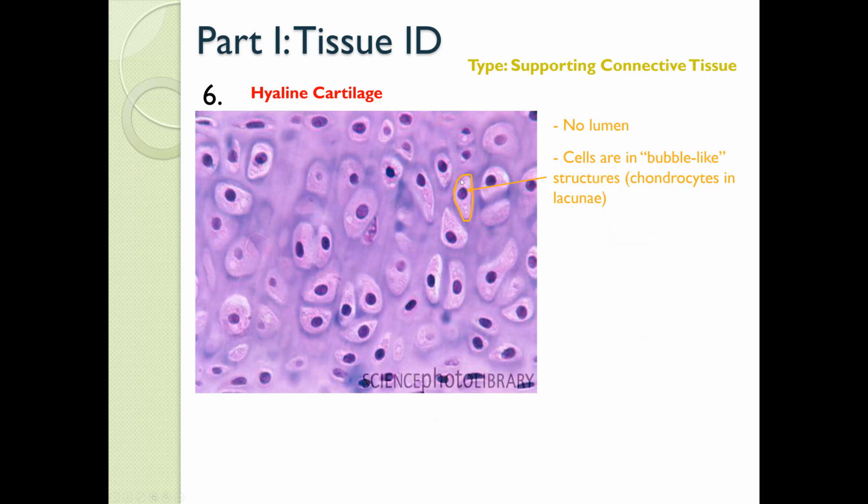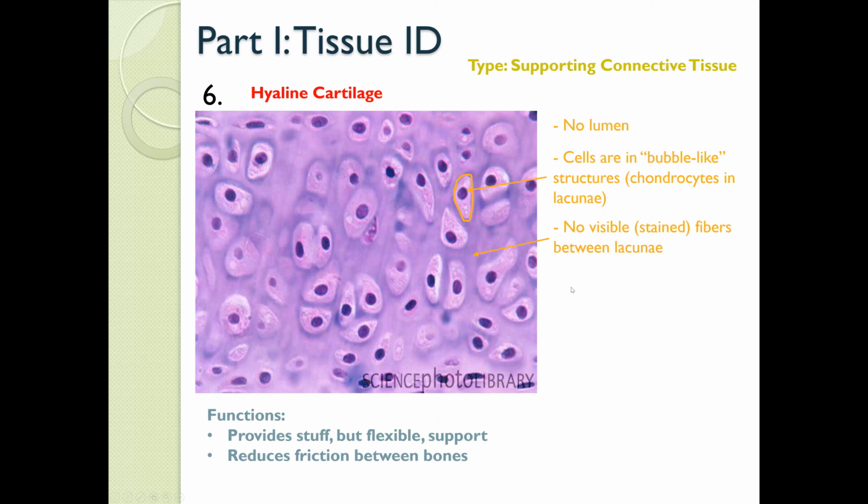So by seeing those bubble-like structures with cells inside of them, that should have immediately keyed you in that this is a type of cartilage. So now we just need to narrow it down between the 3 types of cartilage. And if you look further, you see that there are no visible stained fibers between the lacunae. There are fibers there, but they don't stain, and so all of that will tell you that this is hyaline cartilage. The functions include providing stiff but flexible support.